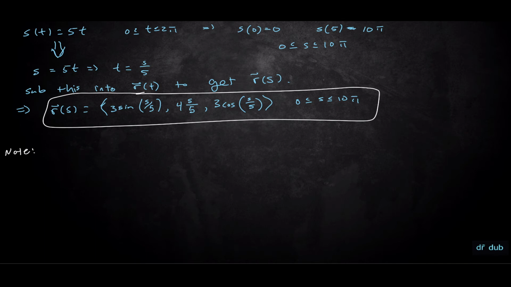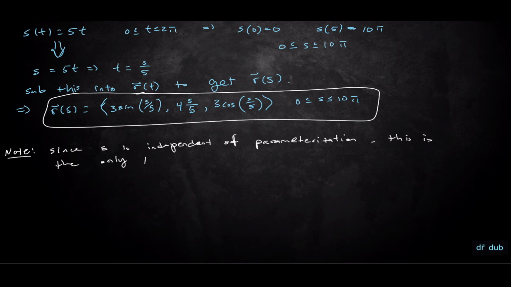And then from there, we just want to note that since s is independent of parameterization, this is the only way to parameterize the curve in terms of s, which is the arc length. So parameterization with respect to arc length is unique.